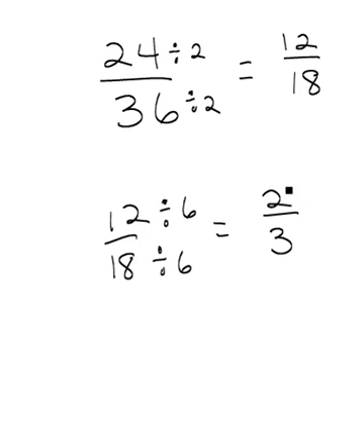Now I know 2 and 3 only have one factor in common, that's 1. So I know I've reduced it to its lowest terms. So we would say that 24/36 in its lowest terms is 2/3.